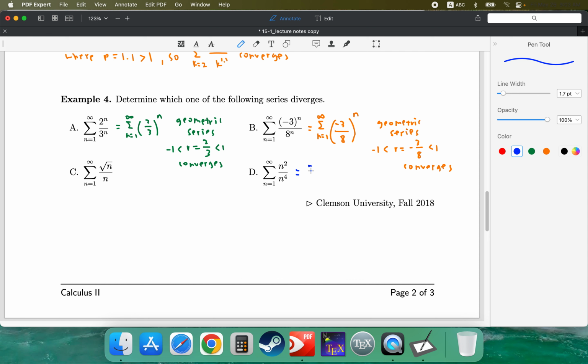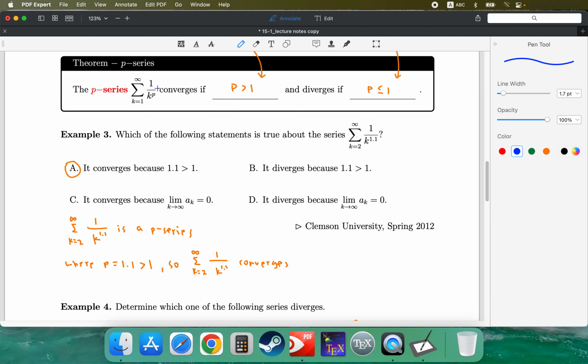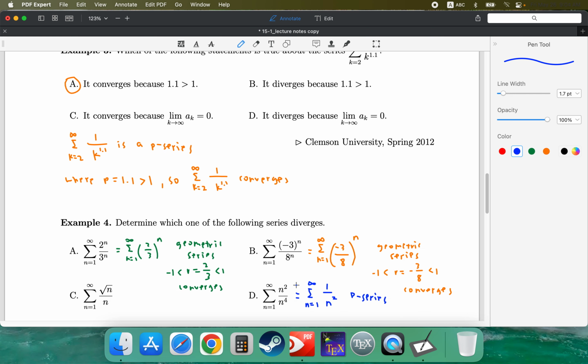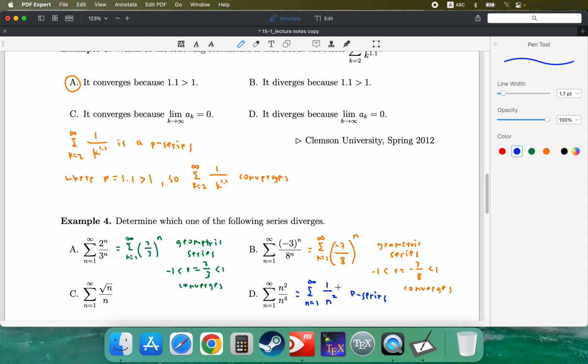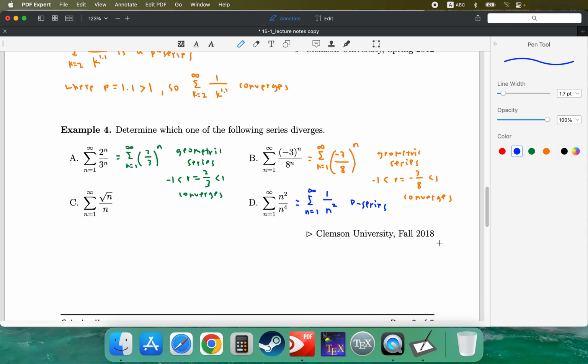Okay, so again, we want to rewrite this using pre-calculus. You have n to the second power over n to the fourth power. I can simplify it down to 1 over n squared, and this is a P series. Right? We say that if you have the form 1 over k to the pth power, k starting from 1 to infinity, and right here you have 1 over n squared, n to some power, n starting from 1 to infinity. So this is a P series, okay?